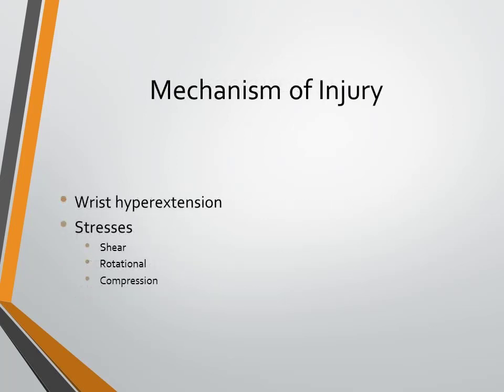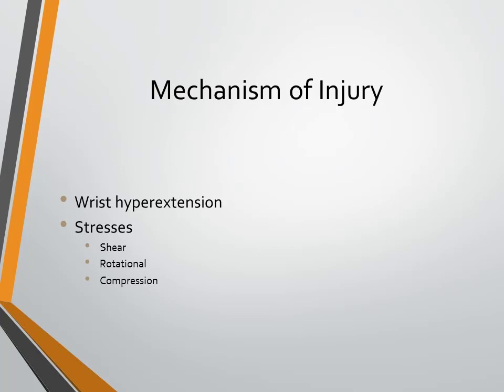The mechanism of injury for this type of fracture is hyperextension of the wrist, usually during a backward fall. However, I've also seen this during basketball when people stop themselves under the basket against the wall. But again, it's still a hyperextension of the wrist.